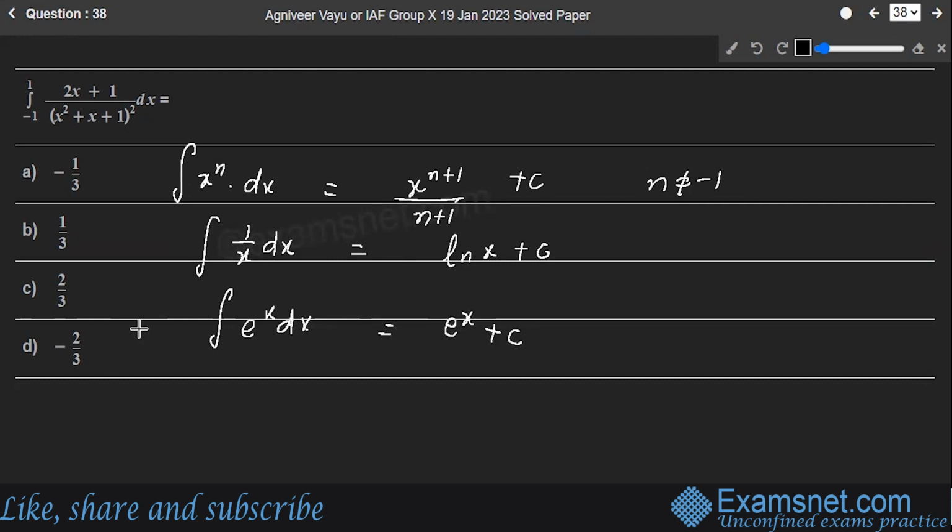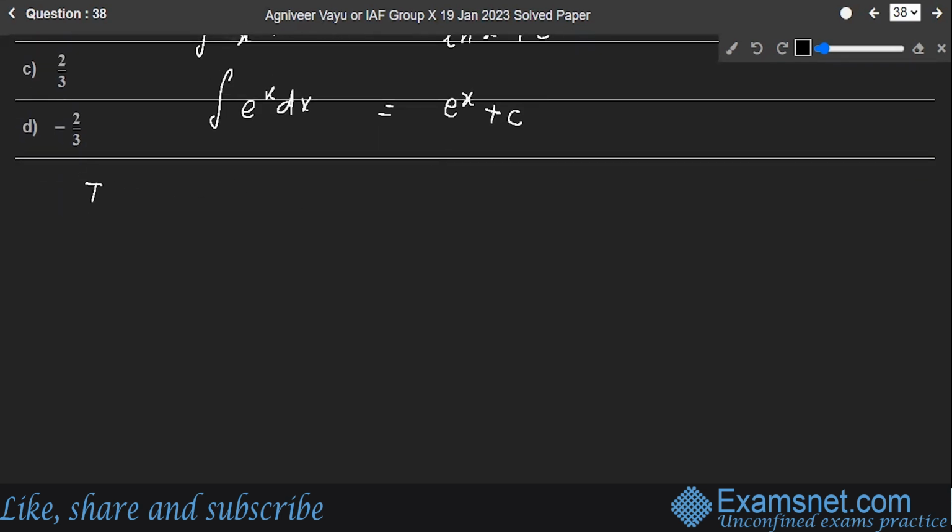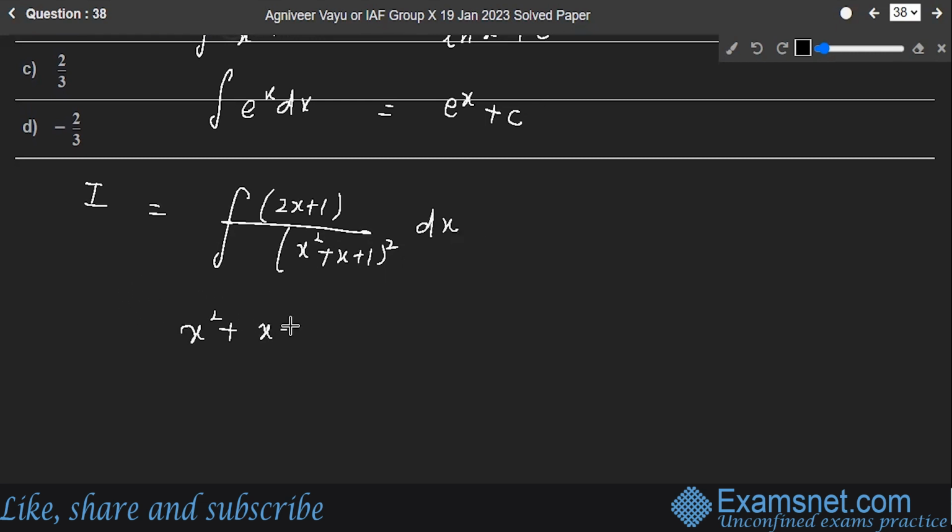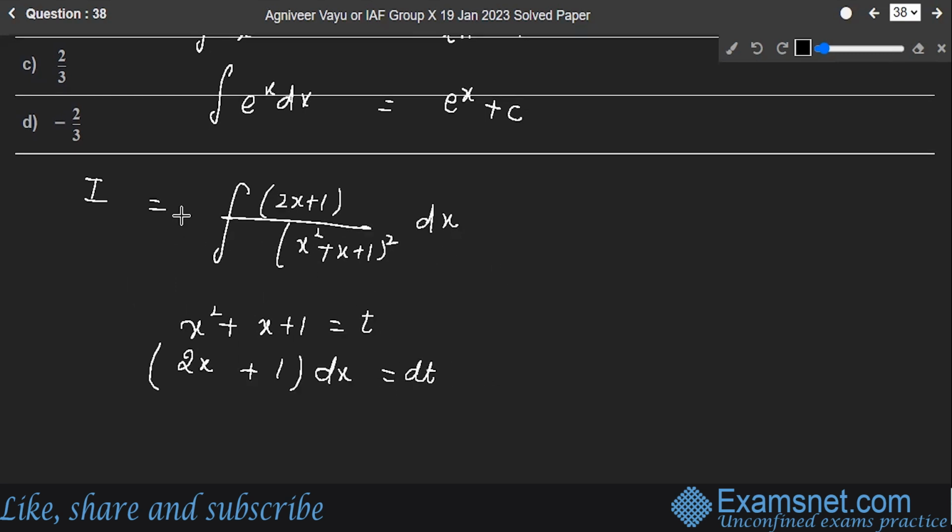Now let's get back to our problem. Let's say this is equal to I. So I is equal to the integral of 2x plus 1 whole divided by x squared plus x plus 1 whole square, with no limits, dx. So I'll put x squared plus x plus 1 is equal to t, differentiating both sides. 2x plus 1 dx is equal to dt.